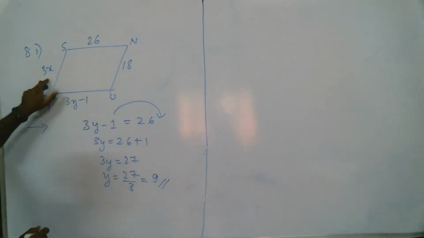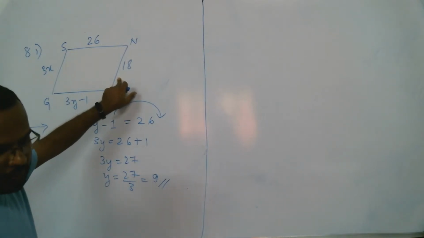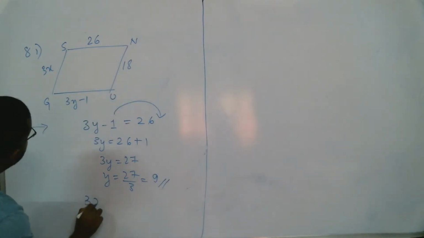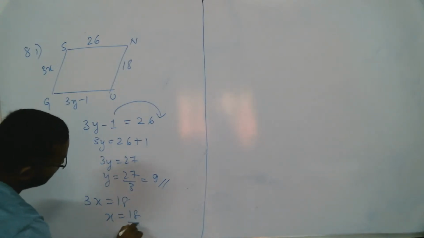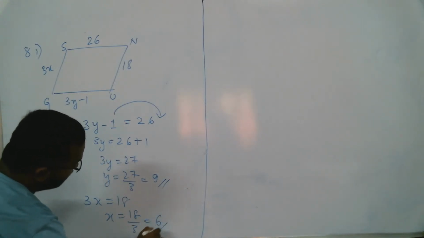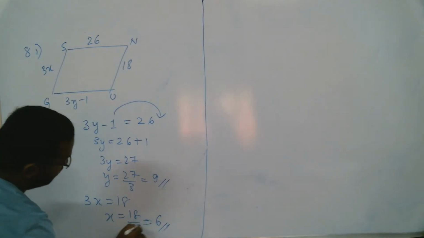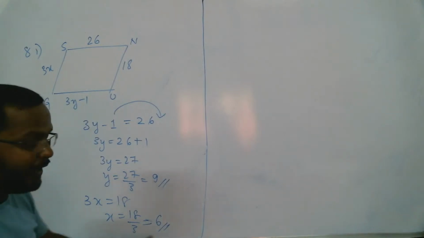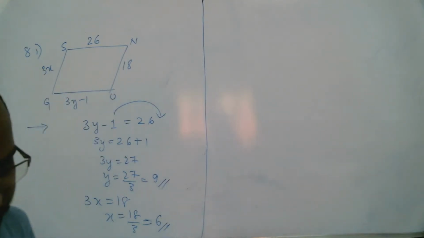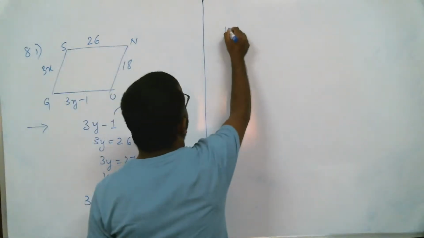Same way, this side and this side are equal. So that means 3x is equal to 18, then x is equal to 18 divided by 3. How much will you get? 6. So the value of y, you got as 9, and the value of x, you got as 6. It is a very easy question. Okay, so let's go to the second part.